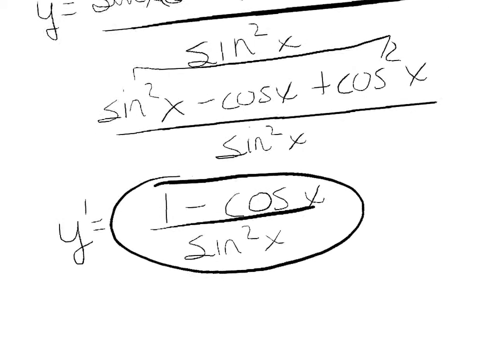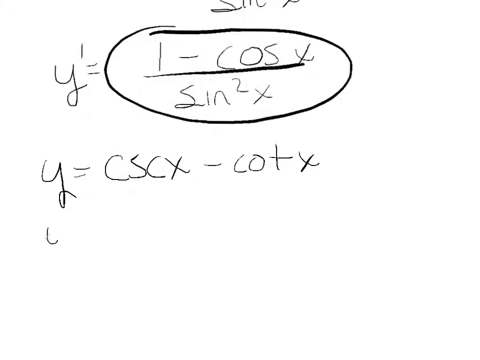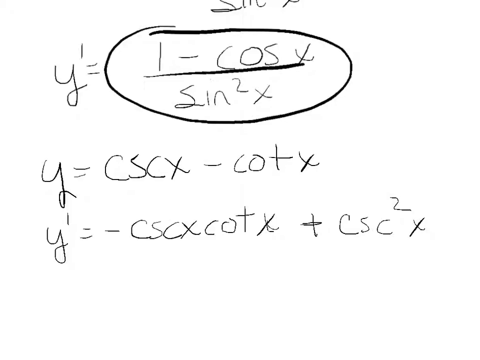Okay, all right, now let's look. What was the other form that we had? y equals cosecant x minus cotangent x. We said that was another form of that same problem. What is the derivative, Justin, of the cosecant? Negative cosecant x cotangent x. Good. And what's the derivative of the cotangent? Negative cosecant squared x. This negative became a positive because that was a negative cosecant squared.